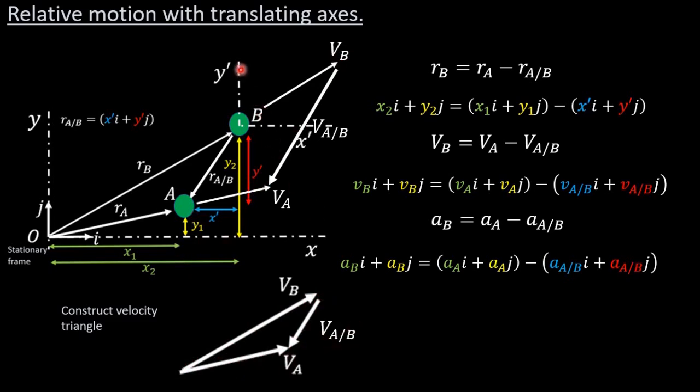And also be aware that if this coordinate axis here, x prime and y prime, was attached to particle A, the relative velocity vector here would be pointing in the opposite direction. Okay, so again, make sure you write these down, and it might be worth copying out this diagram just to make sure that you have all the notes you need.